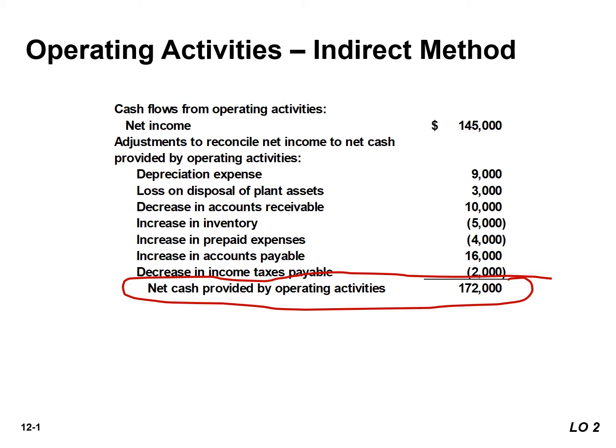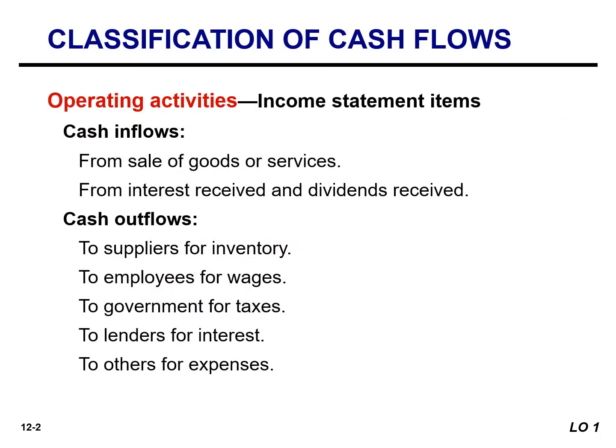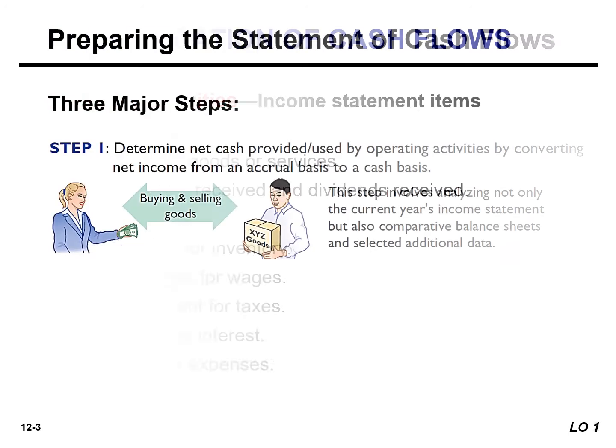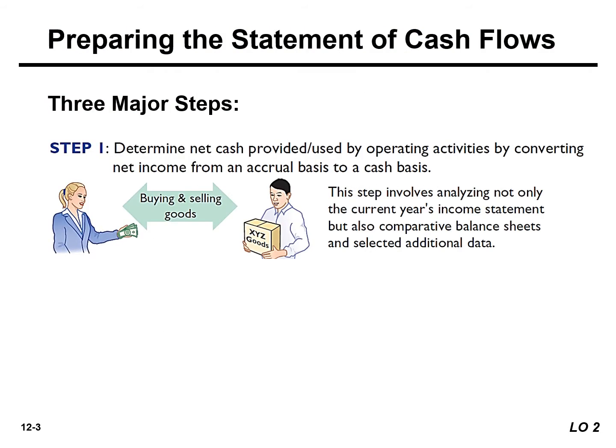The indirect method adjusts net income for items that do not affect cash. Most companies use this method, and this is the method that we're going to focus on in this learning objective. Operating activities include the cash effects of transactions that create revenues and expenses that are reported on the income statement. Our focus is to determine the amount of cash provided or used by operating activities using the indirect method.